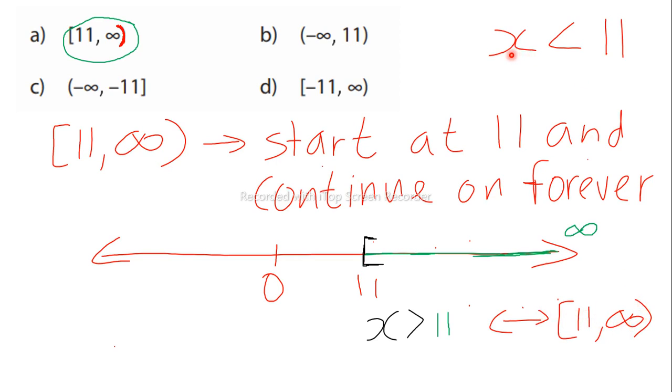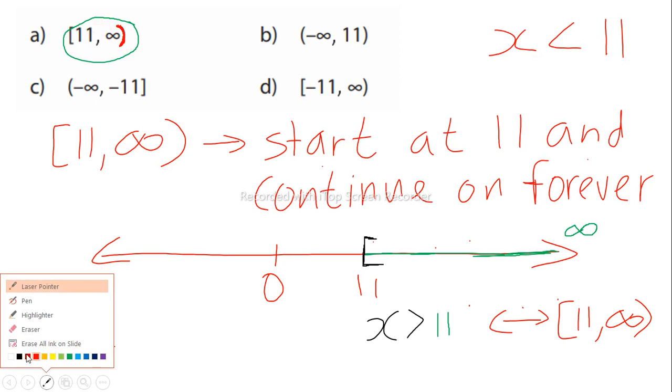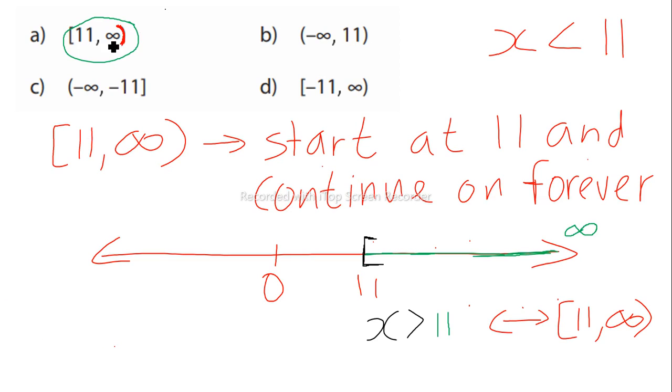So is that right for this one? This one is saying x is less than 11. But A is saying, hey, no, x is greater than 11. So definitely we know that A cannot be our answer, right? We cannot have A here. That's not right, because A is saying x is greater than 11, but we want x is less than 11. All right, so bear that in mind.